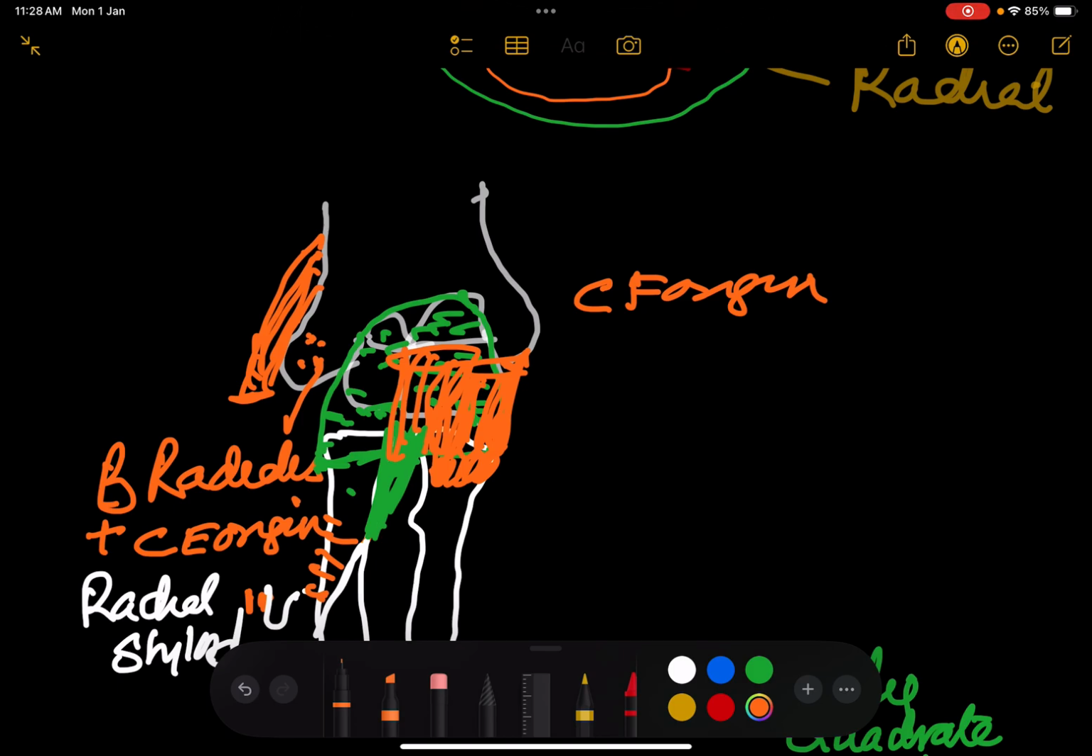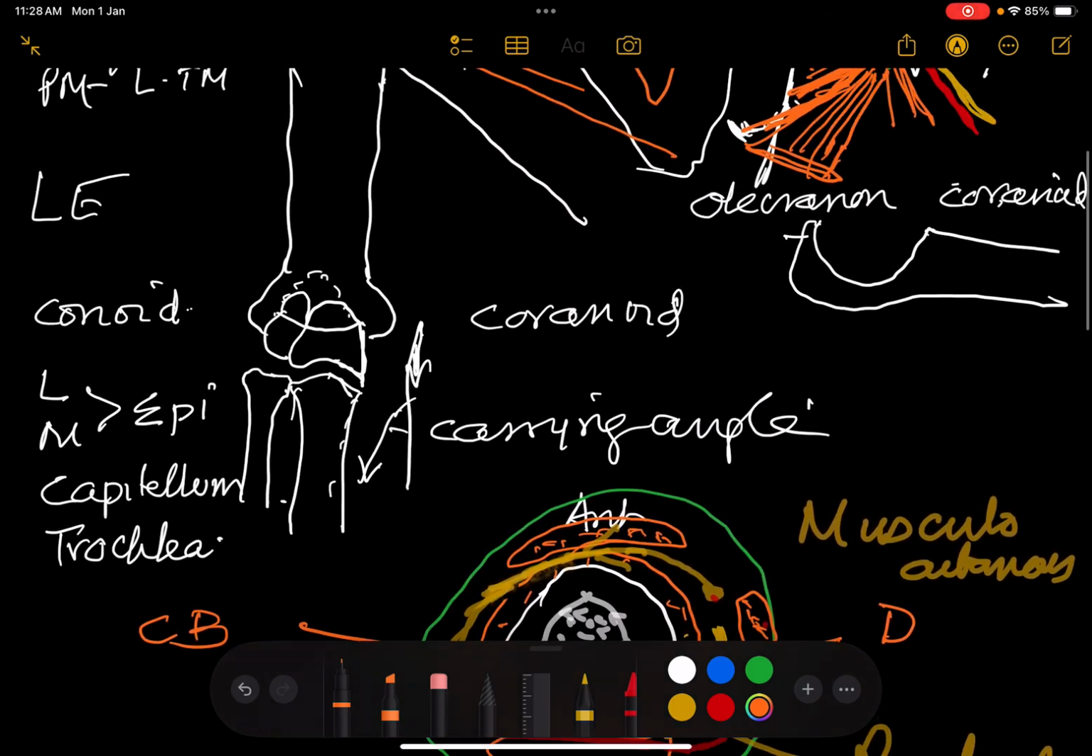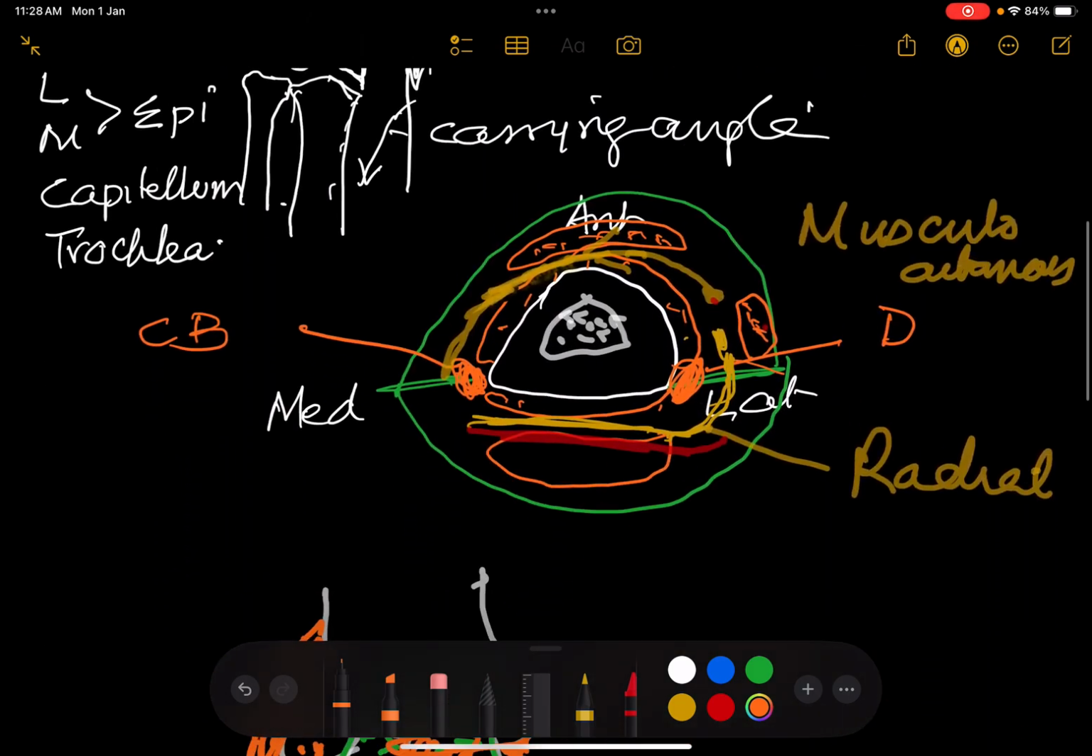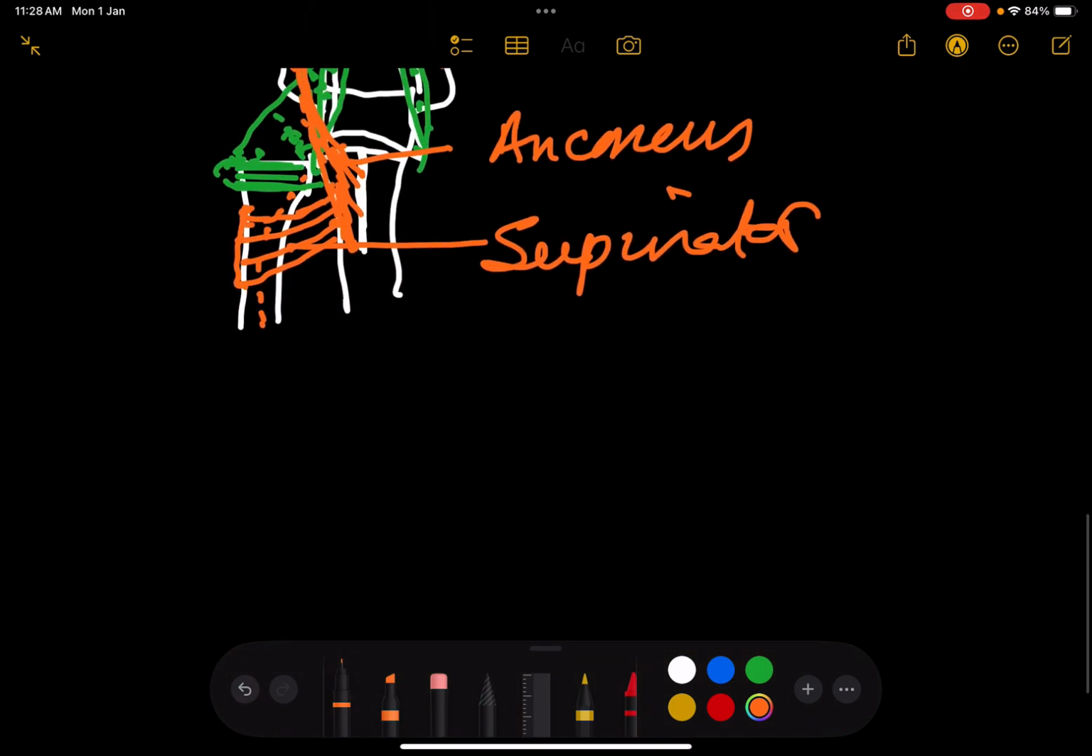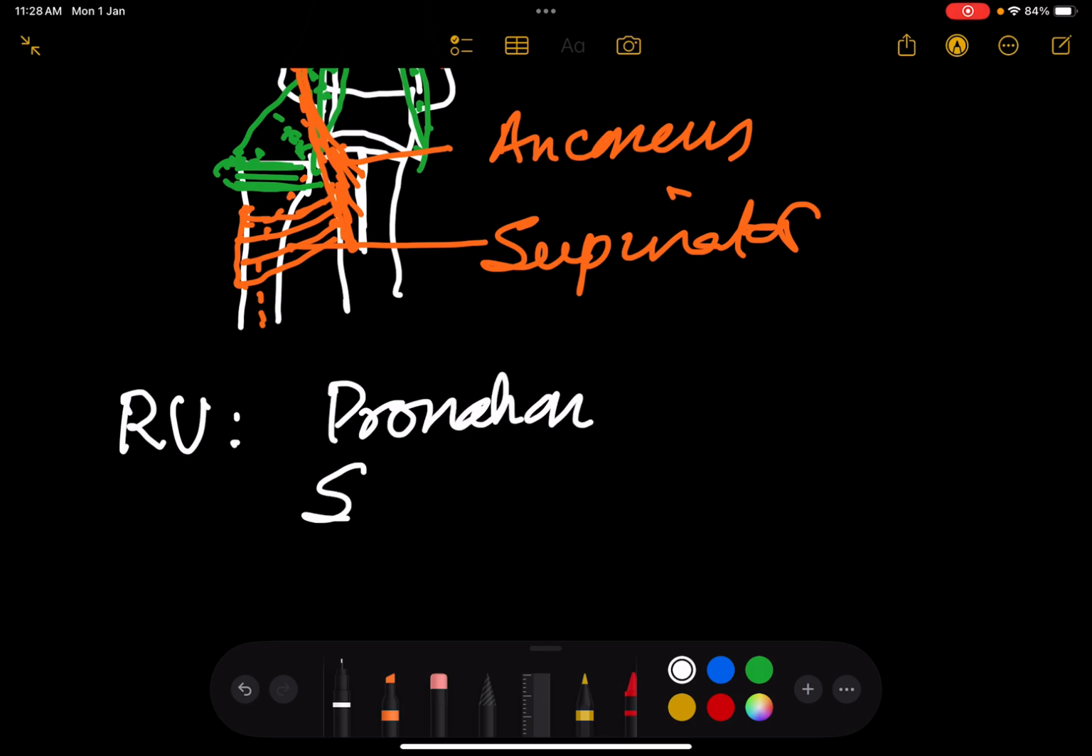So this is the origin and insertion of the lower end of the humerus. Then we will cover the muscles below the elbow. And what are the movements below the elbow? At the radioulnar joint, you have pronation and supination. We'll just learn to name these muscles.